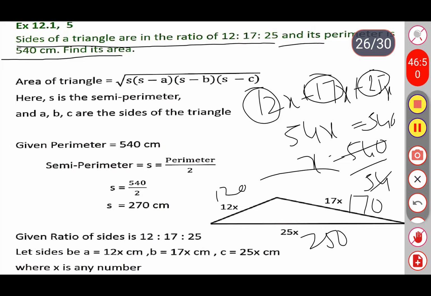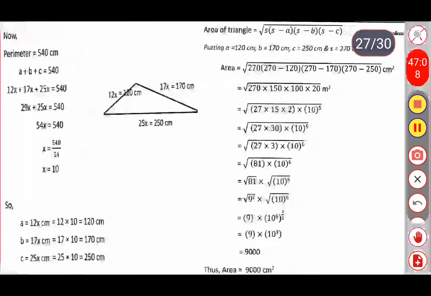Okay, so these are the lengths of the three sides of the triangle, and the perimeter is already given, that is equal to 540 centimeter. If the perimeter is 540 centimeter, it means the semi perimeter is half of the perimeter, that is equal to 270 centimeter. So let's find the area of the triangle with the help of Heron's formula.